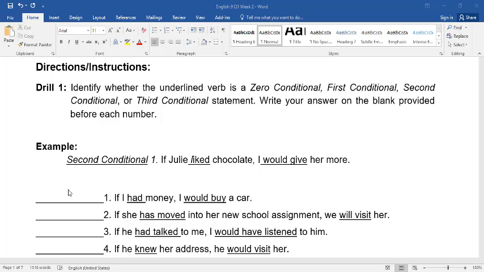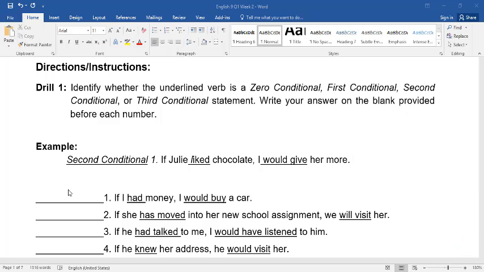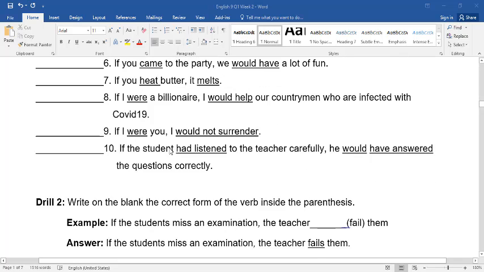Now, dito ba kayo sasagot? Sir, sa activity sheet ko ba sasagot? Yes. Susulat nyo mismo ang mga sagot ninyo sa activity sheet. You will write your answers on the activity sheet. Hindi sa separadong papel ng paper. Dito kayo sa activity sheet sasagot. So that is for drill 1.